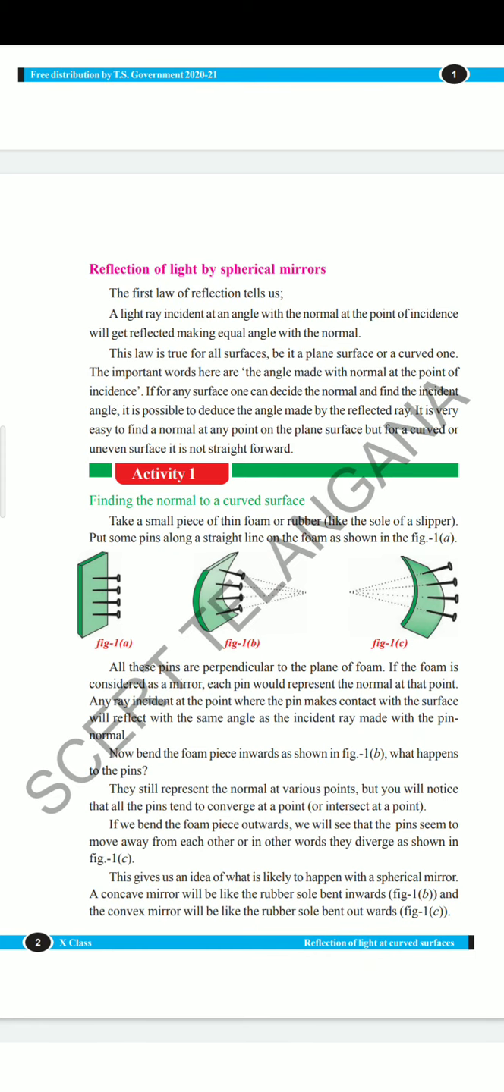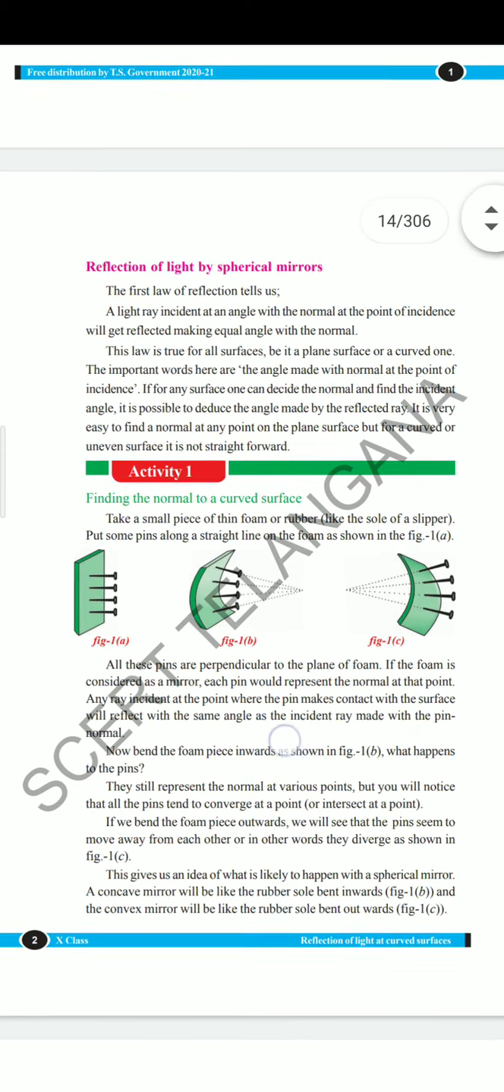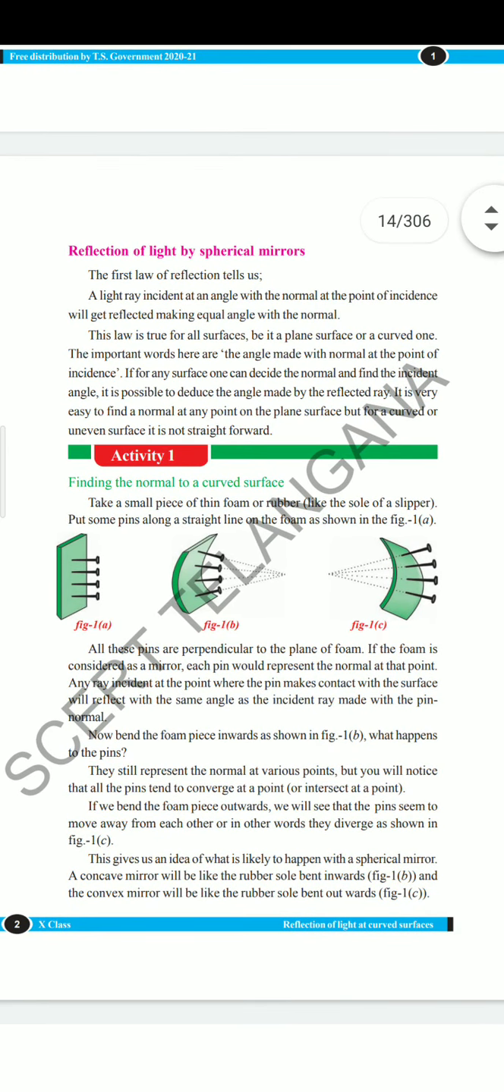Reflection of light by spherical mirrors. The first law of reflection tells us a light ray incident at an angle with the normal at the point of incidence will get reflected making an equal angle with the normal. This law is true for all surfaces, be it a plane surface or a curved one. The important words here are the angle made with the normal at the point of incidence.